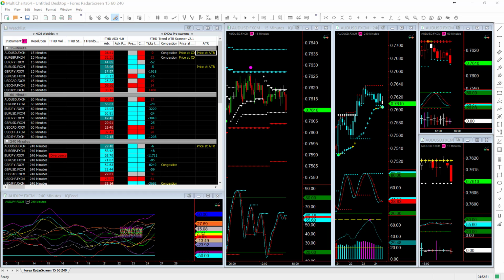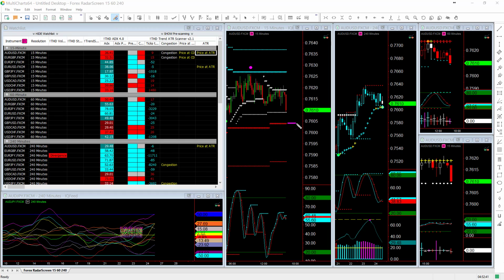I just wanted to take a moment to walk through not only the new ATR support and resistance indicator, but also the other indicators and how they help you to trade. So let's start with the new indicator first. Now, some people are not quite sure what this indicator does.